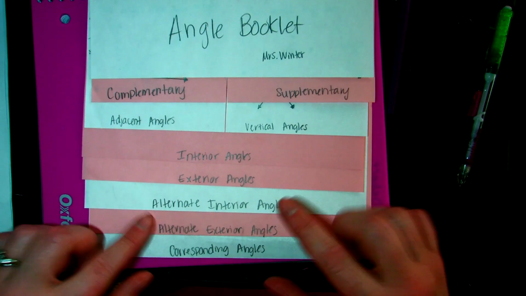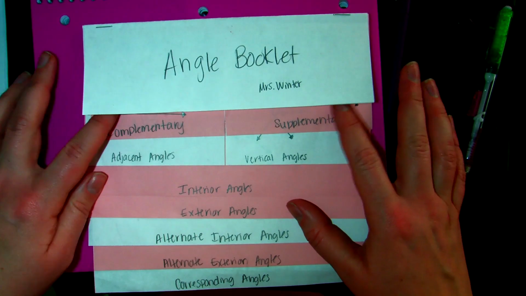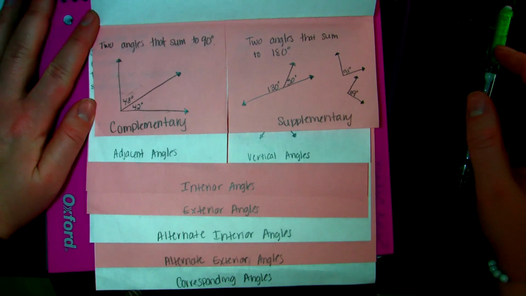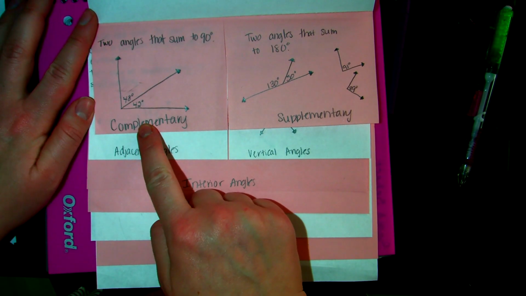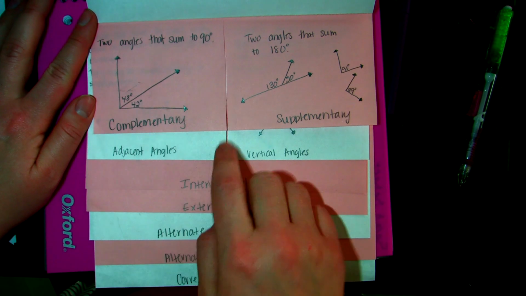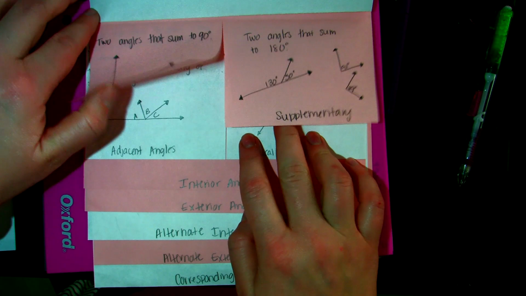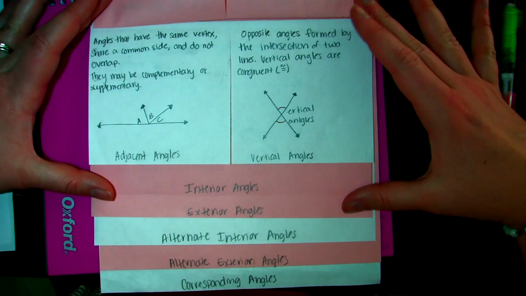I used 2 different colors. Then on the top one, you're going to call it your angle booklet. I wrote my name on here. And then I would maybe pause or take a picture of this. You're just going to draw and put a definition for these different angles. So complementary, they add up to 90. Supplementary. So I cut that one in half. Those are from last year. Adjacent angles, I wrote the definition there. And vertical angles, I wrote the definition there.